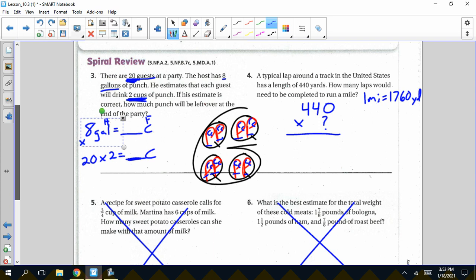Number 4, a typical lap around a track in the United States has a length of 440 yards. How many laps would be needed to complete a run of 1 mile? Well, 1 mile is 1,760 yards. So you need to come up with 440 times what number gives you 1,760 yards. So 440 times what gives you 1,760.